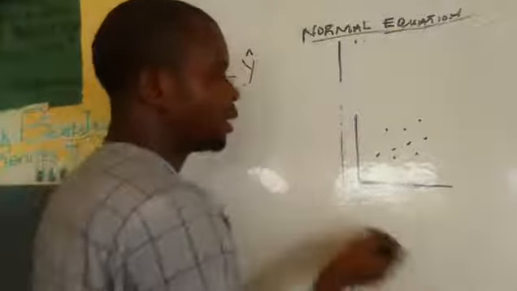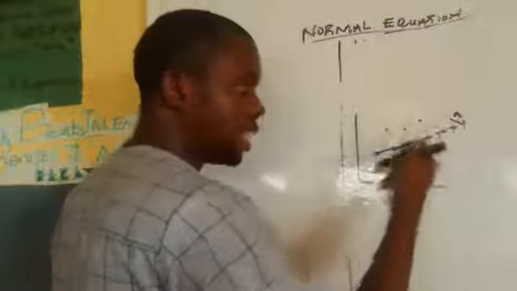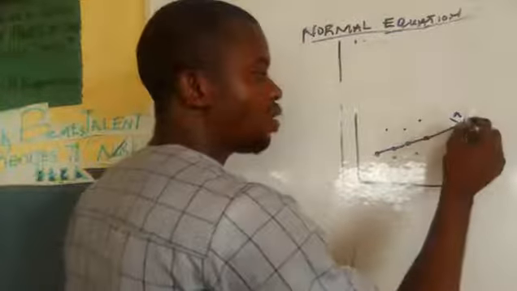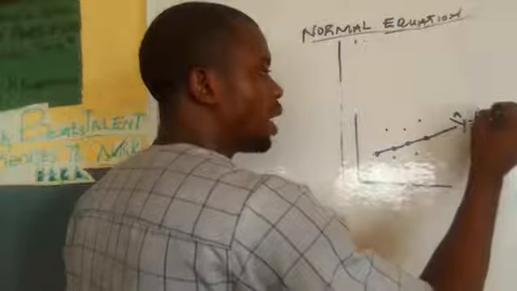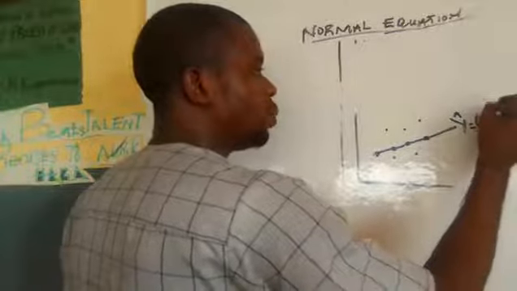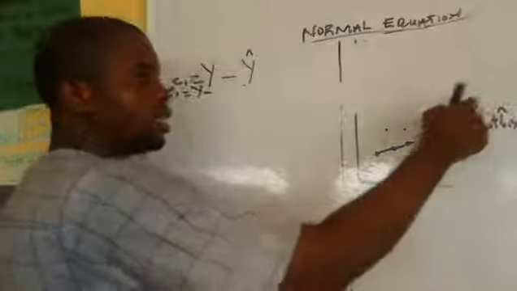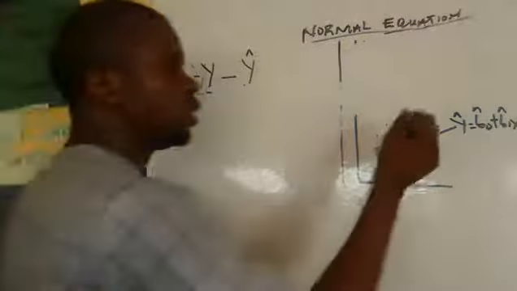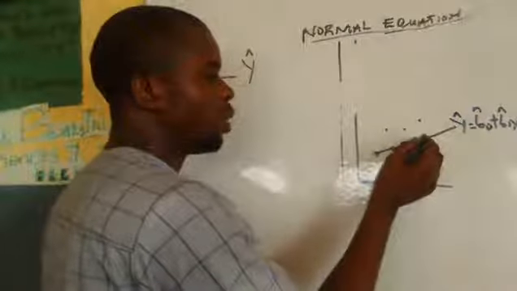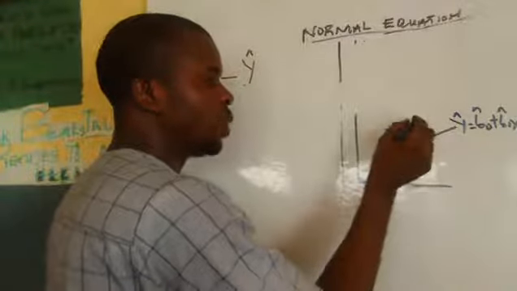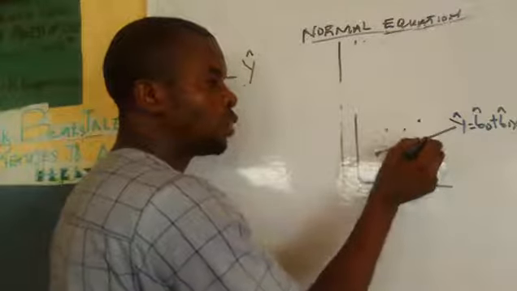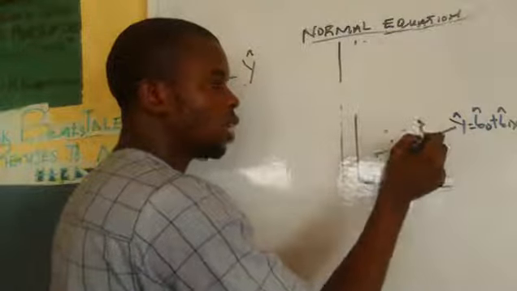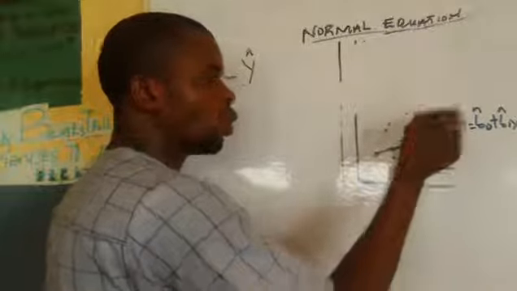So I can write this as the estimated value. That is the estimated value, and I put the sign of estimation here. Now you can see that there is a point here, and this point is on the estimated line, and this one is of the observed. The difference between this point and this point is what we call deviation.